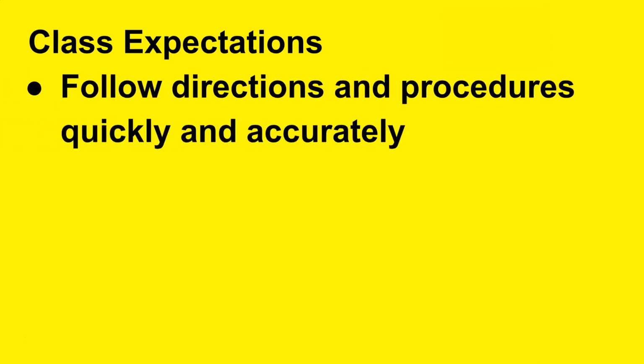The first expectation is that we'll follow directions and procedures quickly and accurately. When you're given a direction, there's always a reason behind asking you to do something. You may not know what that reason is at the moment. You may not agree with what you're being told to do at a particular moment, but you are expected to follow directions quickly and accurately. And if you have a question about what you're doing, why you're doing it, you can ask that later when it's appropriate, maybe raising your hand, and if it's an appropriate time, we can deal with it then. If not, we might have to deal with it a little later, because again, you don't always know everything that goes into the decisions that are made.